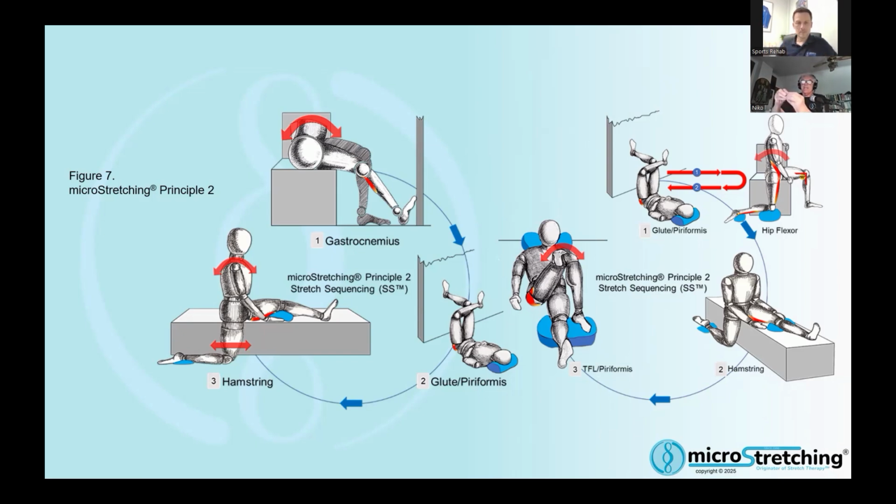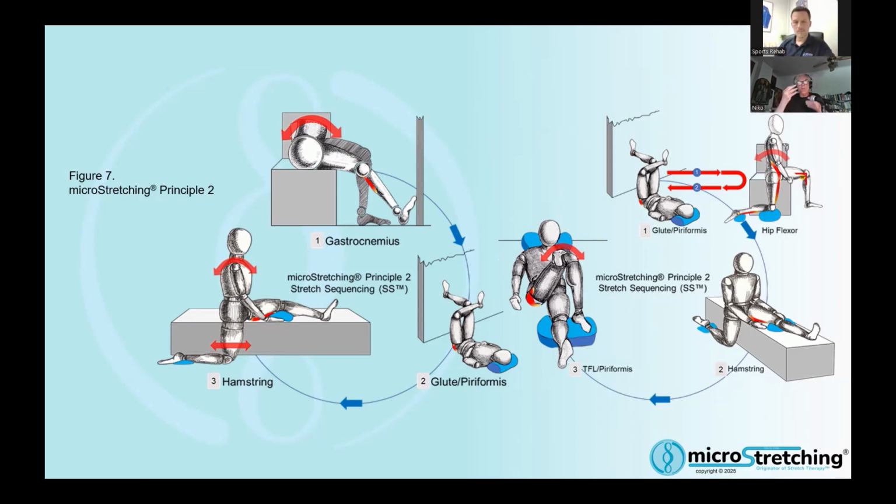So if I then relax the gastroc muscle, the next stage that I'm going to go to is I'm not going to start stretching the hamstring muscle. I'm going to go further up into the glute area, where now I'm going to stretch the glute muscle, the glute piriformis, which is stretch number two.